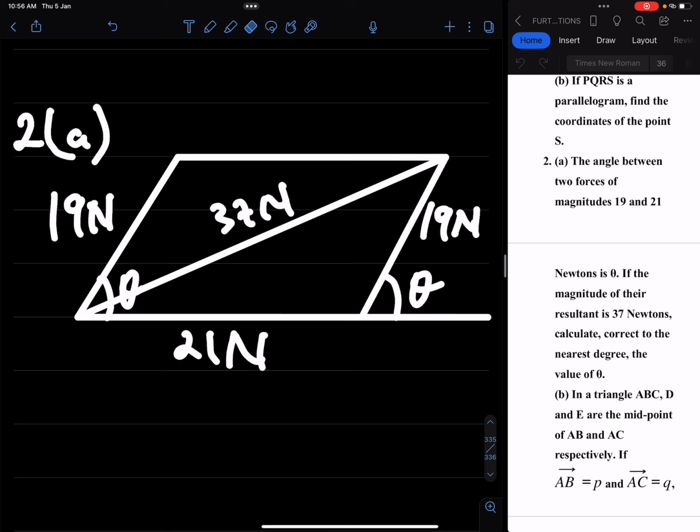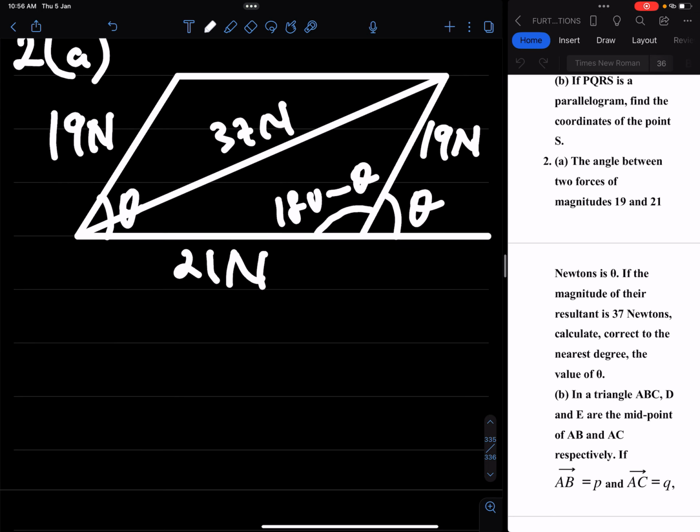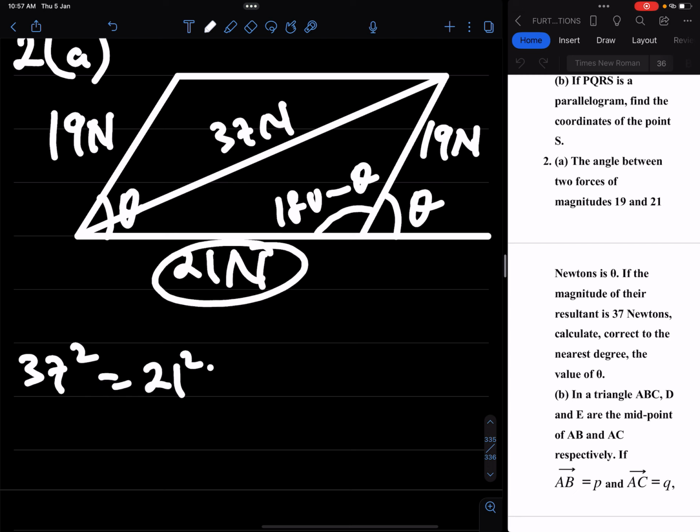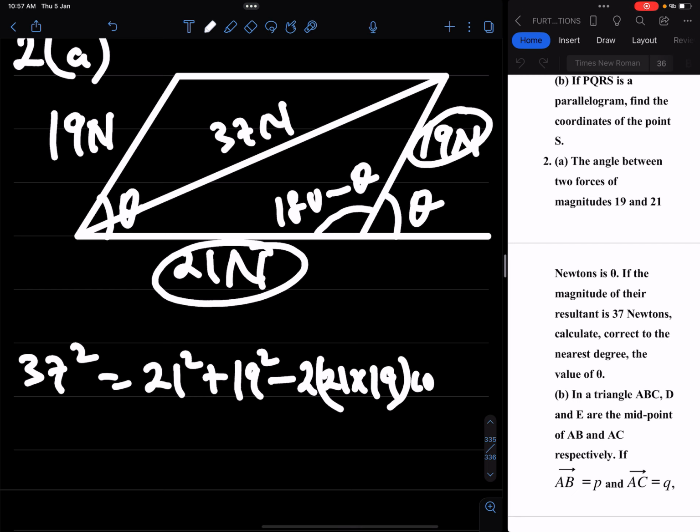Now, if this is theta, then this is 180 minus theta. So how do we find theta? If we look at this triangle, I can use a cosine rule to find the value of theta by saying 37 squared is equal to 21 squared plus 19 squared minus 2 times 21 times 19 cos 180.